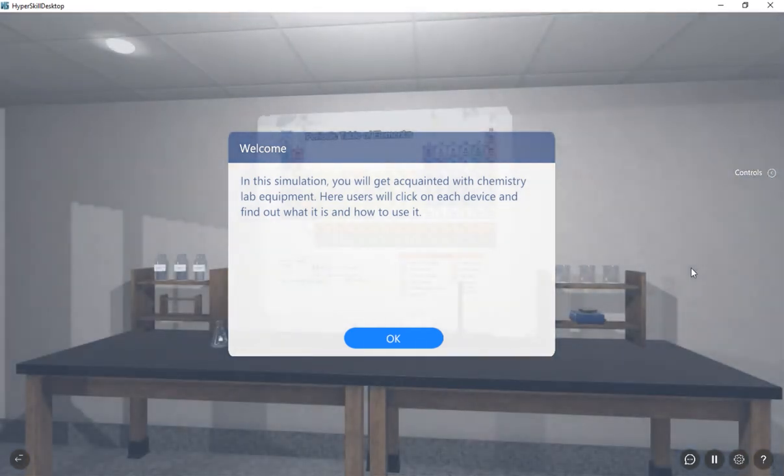In this simulation, you will get acquainted with chemistry lab equipment. Here users will click on each device and find out what it is and how to use it.